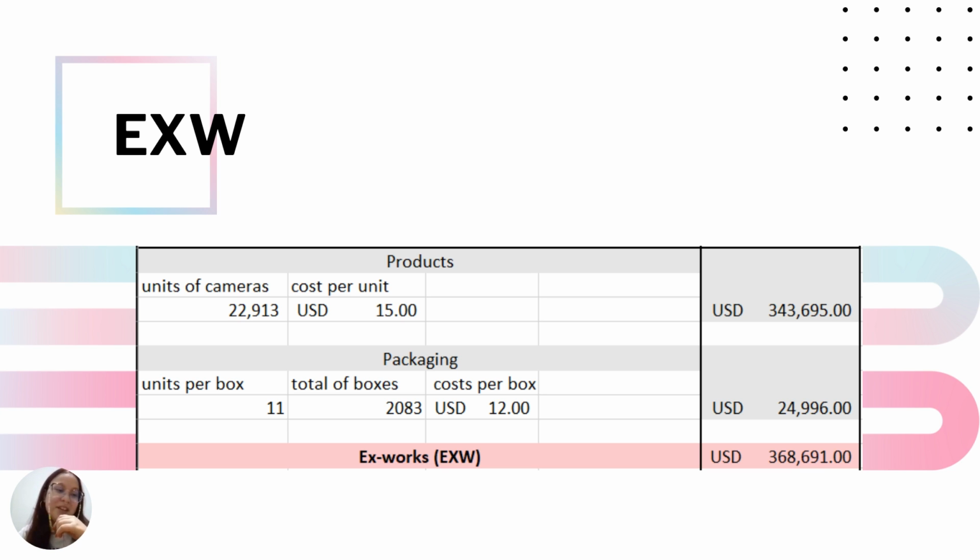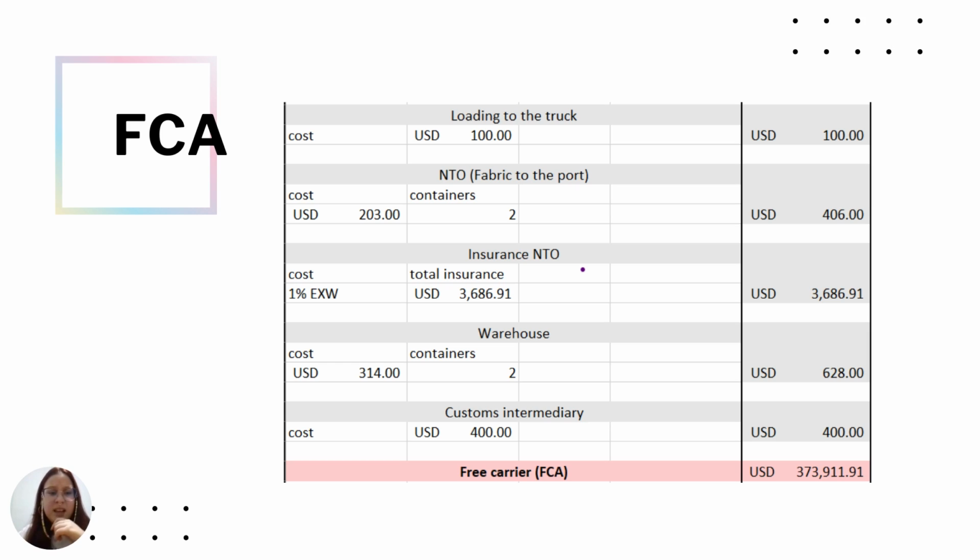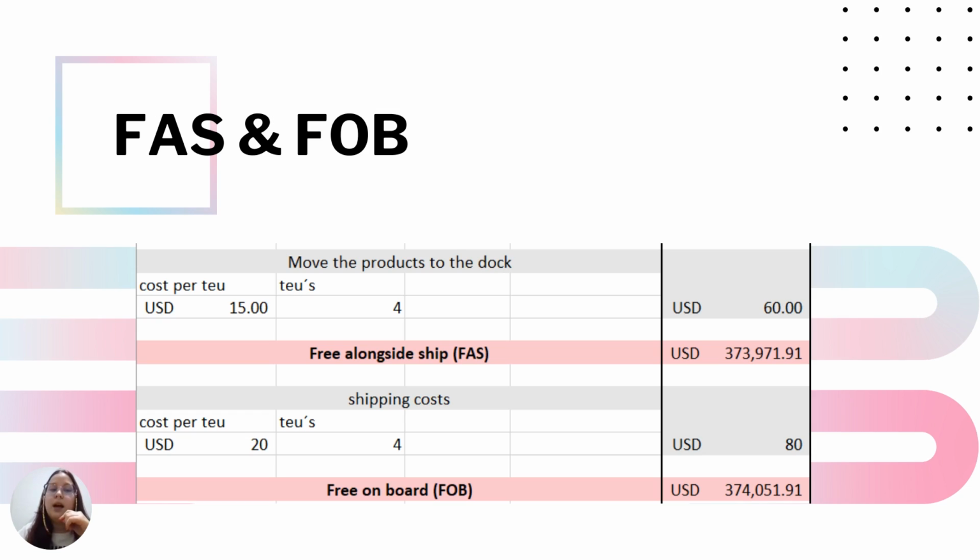So here we have the Ex-Works with the cost of the products and the packaging. Next is a free carrier with loading to the truck, a national transportation at the origin, the insurance, the warehouse, and the customs intermediary. Then we have the VAS and the VOB. The VOB is the Incoterm that has been chosen for this project and for all of the process.